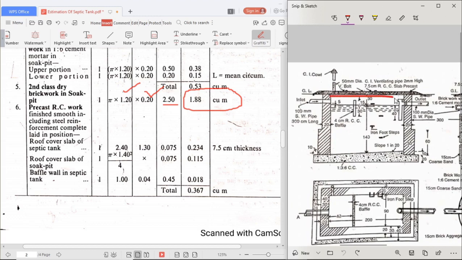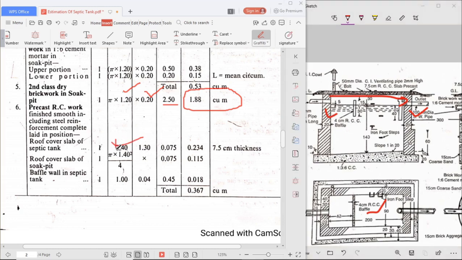See, the dimension is 200, we know. 200 plus, where it is extended, here 20, here 20. So 200 plus 20 plus 20, we get 2.40 as the length for the RCC precast work.